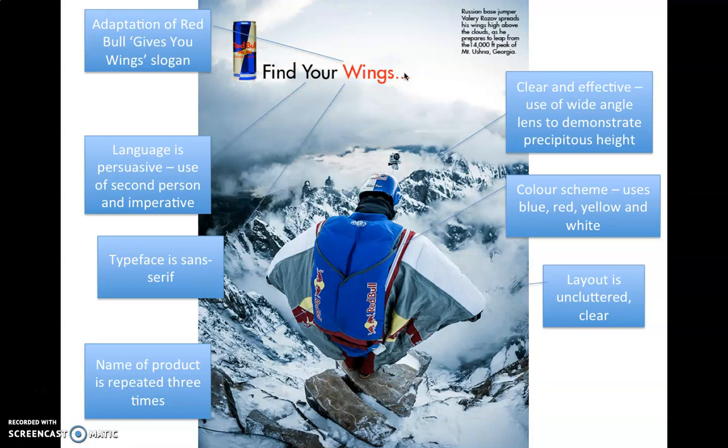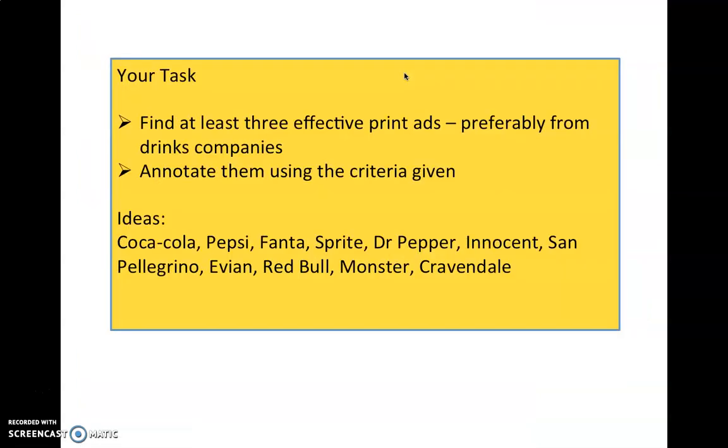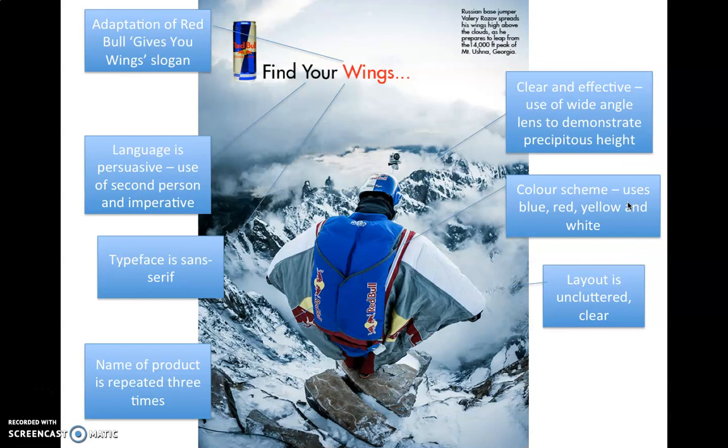Okay, so now it's over to you. For this lesson, you now have to go and find at least 3, and if you want to do more, that's fine, effective print adverts similar to the one that we've looked at. Ideally, we'd like you to stick to drinks companies given the nature of the assignment, and then you need to annotate them in the way that this has been annotated.